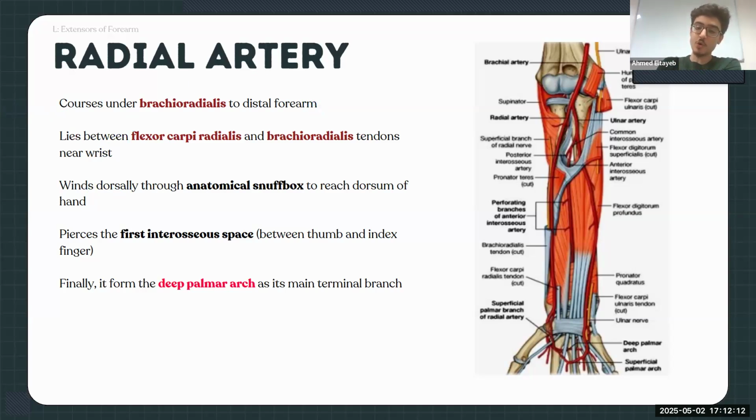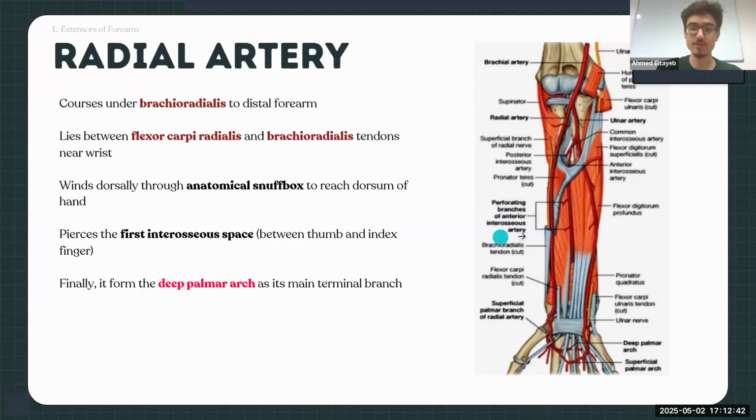It will go between the tendons of flexor carpi radialis and the brachioradialis tendon, and then it's going to wind dorsally through the anatomical snuff box, reaching finally the dorsal of the hand, piercing the first interosseous space. You don't really need to know that. But the important thing is that it goes through the anatomical snuff box, and that's between these 2 tendons. Most importantly, it will form our deep palmar arch.